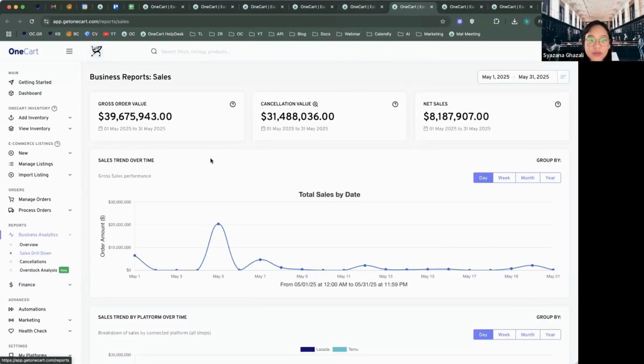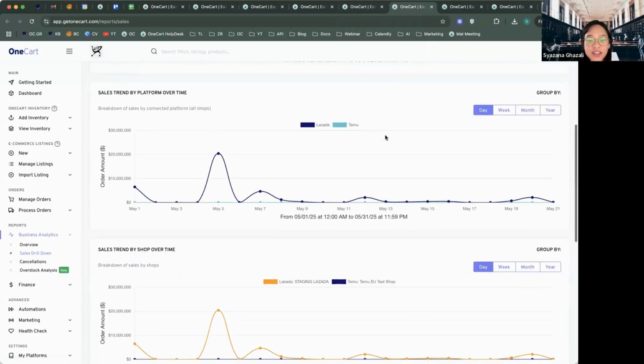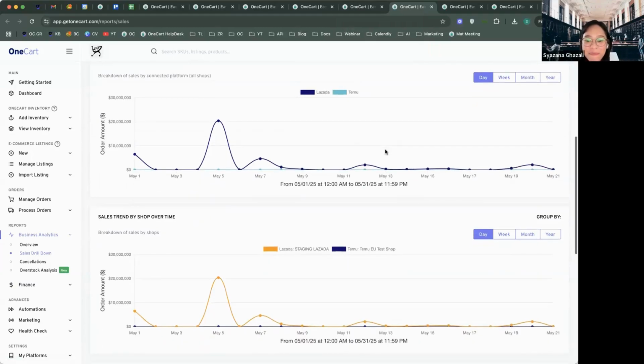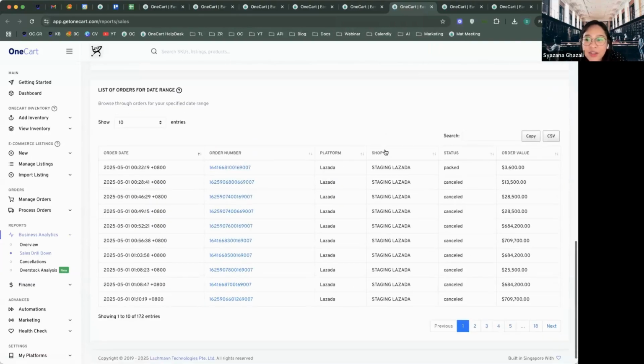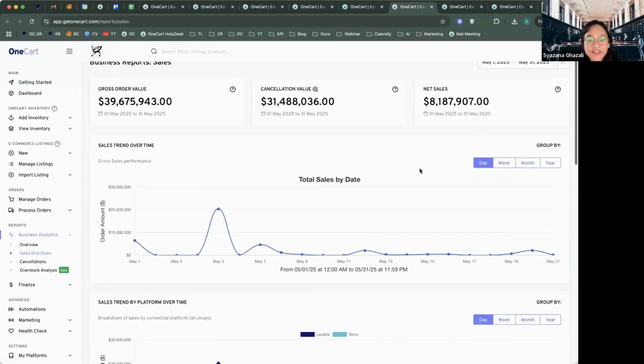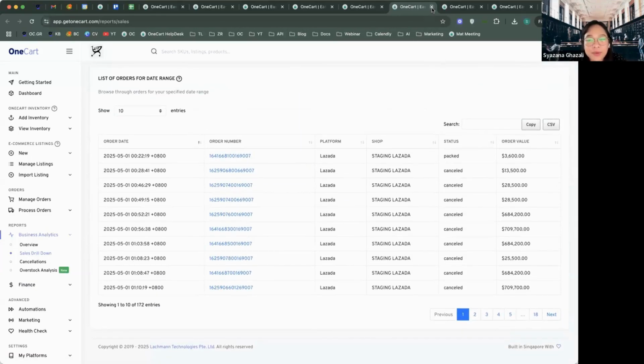So right now, under the sales drill down, you're also able to see the gross order value, cancellation value, and net sales. Again, this is very accurate if you have all your data properly input in OneCart. It'll also be a nicer graph if you have all your shops connected in OneCart, and then you will see more satisfying results. Again, you're able to see the list of orders and the date range. So basically all your orders across platforms from May 1st to May 31st are all here, computed in one page for your easy view.